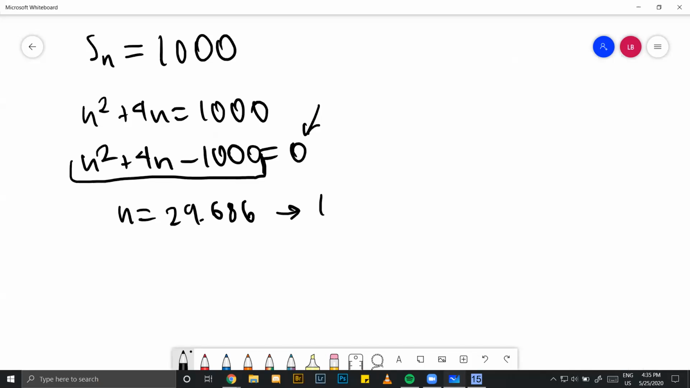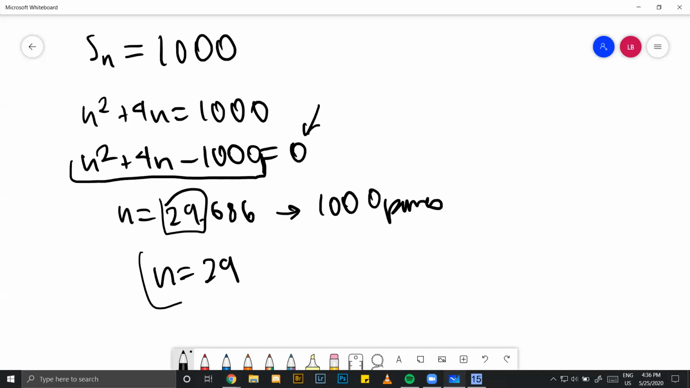29.686 with 1,000 panes. So if I have 1,000 panes, I can get up to 29 levels and then 0.686 more levels. But because it said that they want complete levels specifically, I am able to complete 29 levels, and a little bit more after that, but I only want to look at the complete levels. So that's why I only look at 29. So I know that my n is equal to 29 if I have 1,000 panes being used. And that's how I did that part of the question.